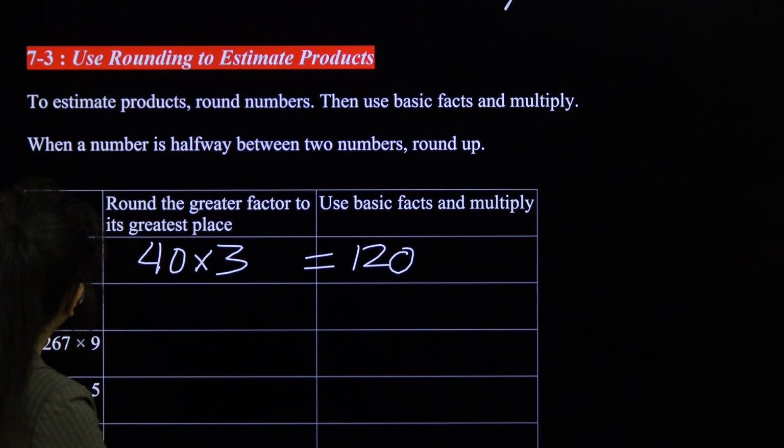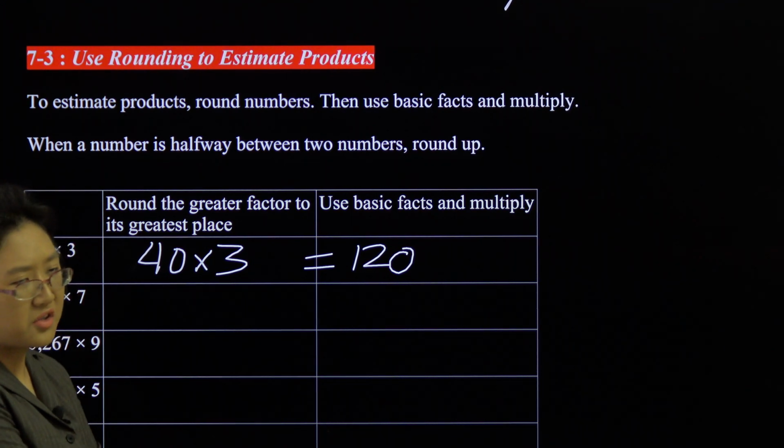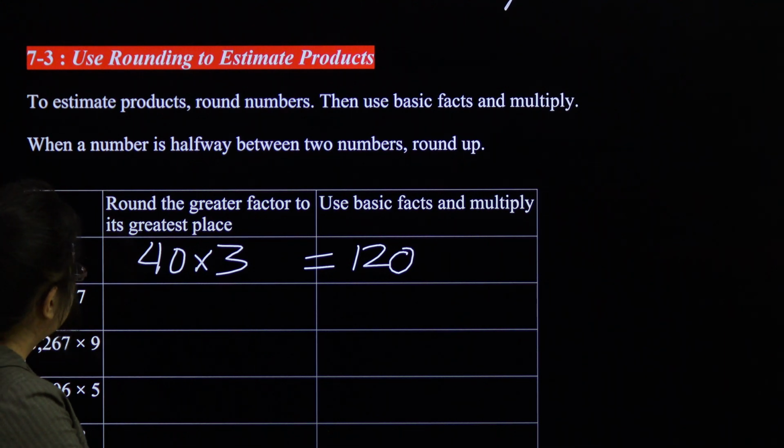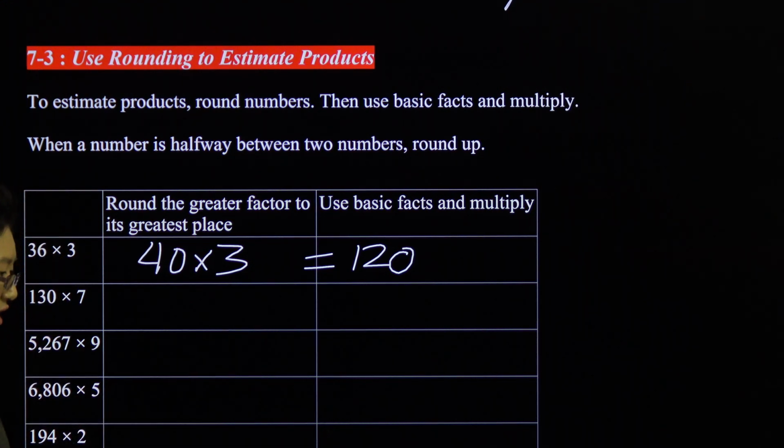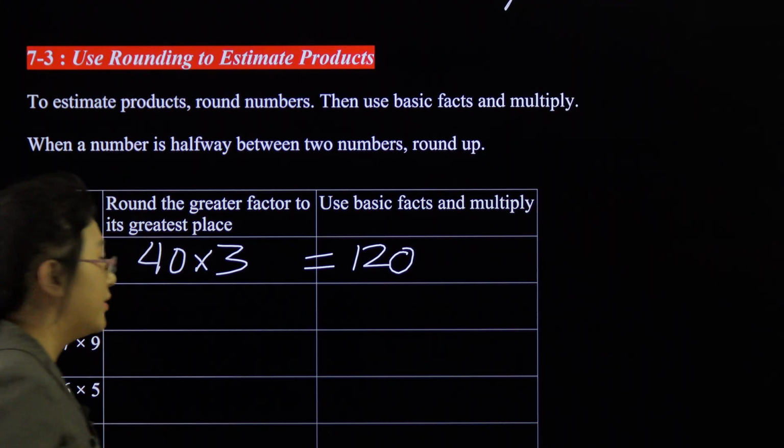Now what's the actual answer? 108. Not the worst estimate I've seen, not the best either. Usually estimation in multiplication is a lot more troublesome than estimation in subtraction or addition. So moving on. 130 times 7.